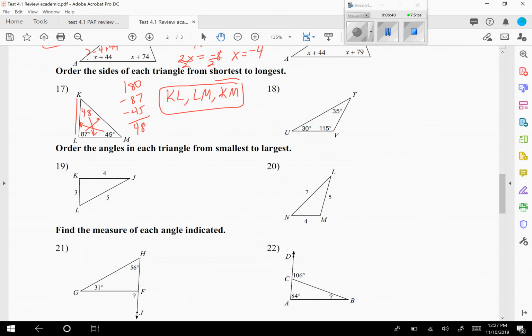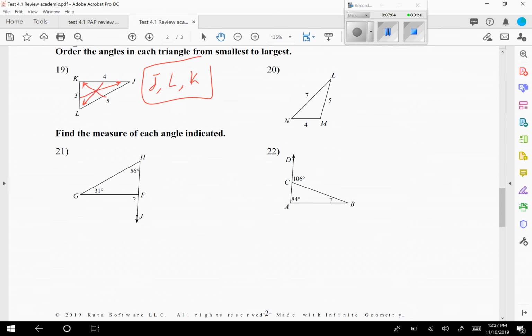Okay, now it says order the angles in each triangle from smallest to largest. Again, smallest angles across from your smallest side. So 3 is my smallest side, so go across. J is my smallest angle. 4 is my medium side, so go across. L is the medium angle. 5 is the biggest side, so K is my biggest angle.